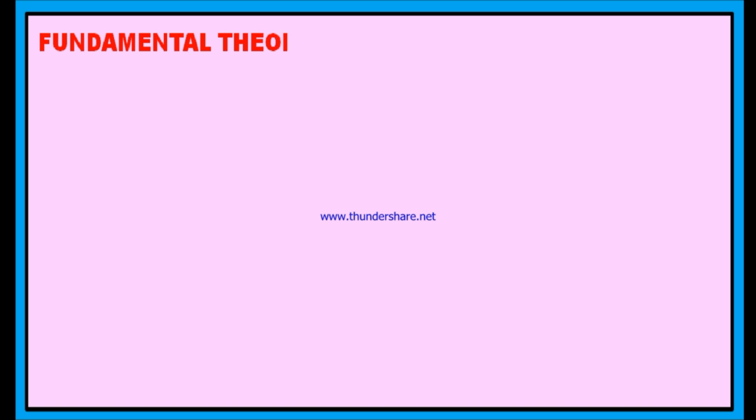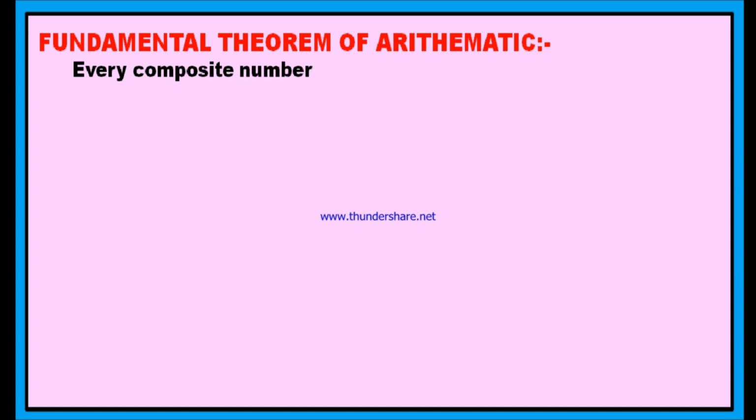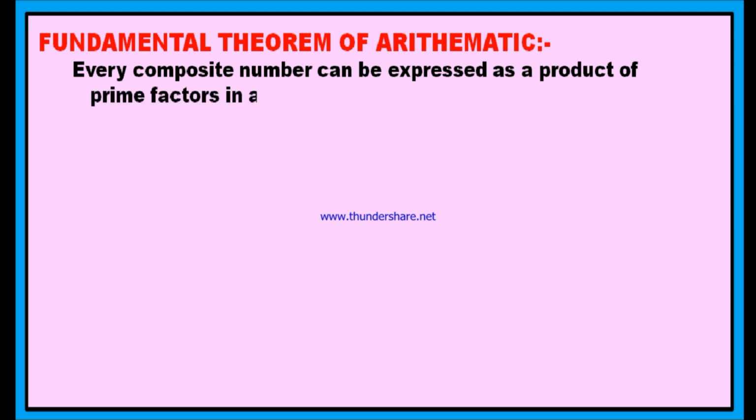Now you see here it is the fundamental theorem of arithmetic. Let us see its statement. The fundamental theorem of arithmetic states that every composite number can be expressed as a product of prime factors in a unique way. I shall repeat, every composite number can be expressed as a product of prime factors in a unique way. Means in only one single way. Unique means in only one way.